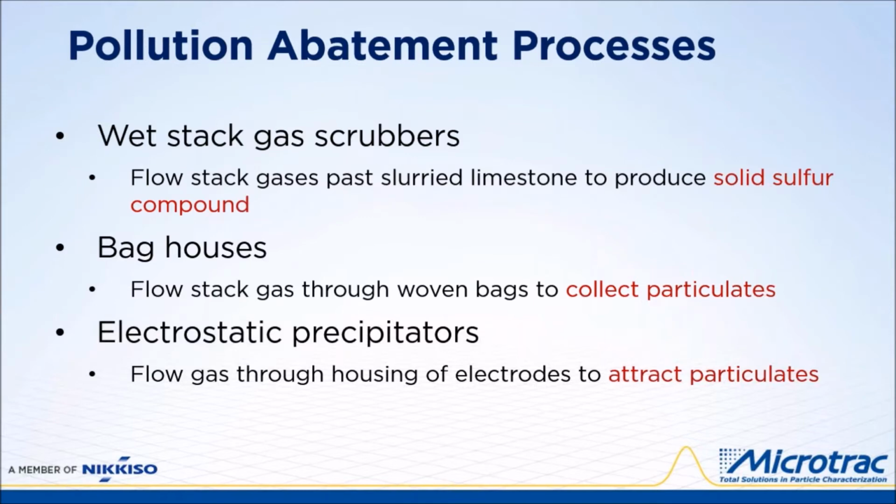Pollution abatement processes include wet stack gas scrubbers, which flow stack gas past slurried limestone to produce a solid sulfur compound which ends up as gypsum. Bag houses flow gas through woven bags to collect particulates, and electrostatic precipitators flow gas through a housing of electrodes which attract particulates.